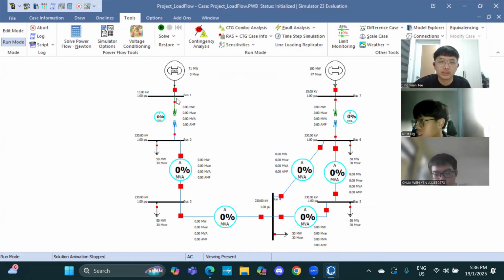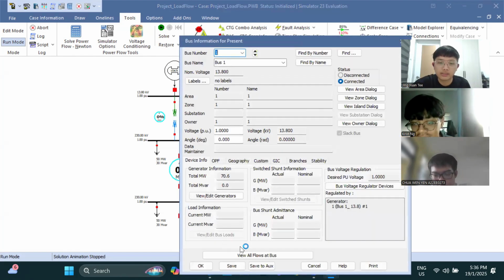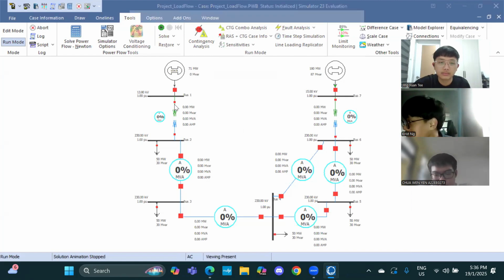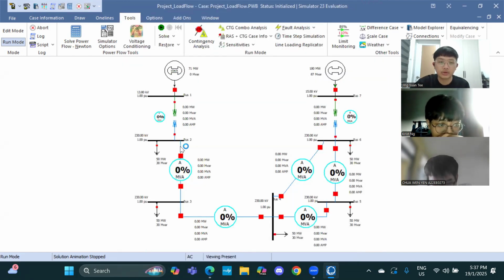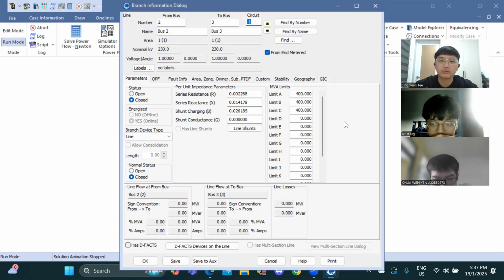So let's check, this is the bus, and this is the transformer. You can see that the reactance for the transformer is 0.1 because we take the base at 100 MVA. The base has not changed, so we do not need to change it for transformer 1. And then this is the transmission line. For the transmission line, we need to calculate the R, the X, and also the B. We can check the calculation later.